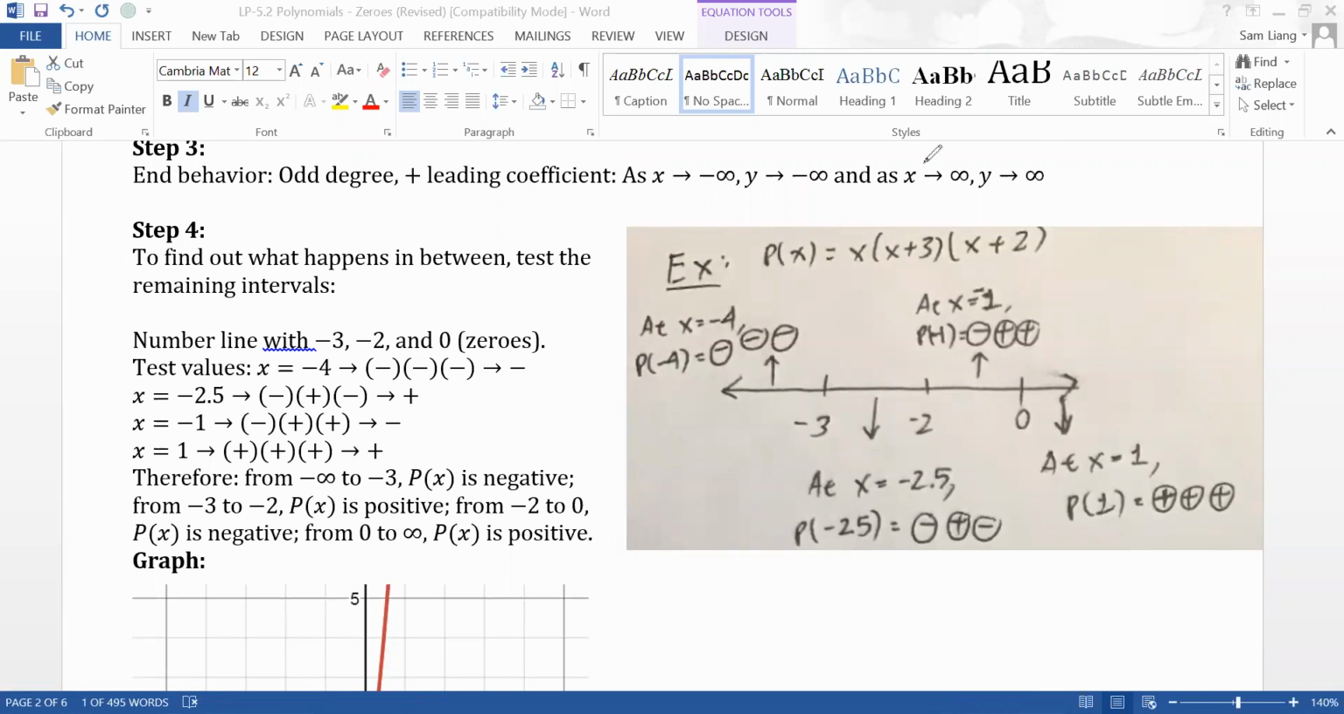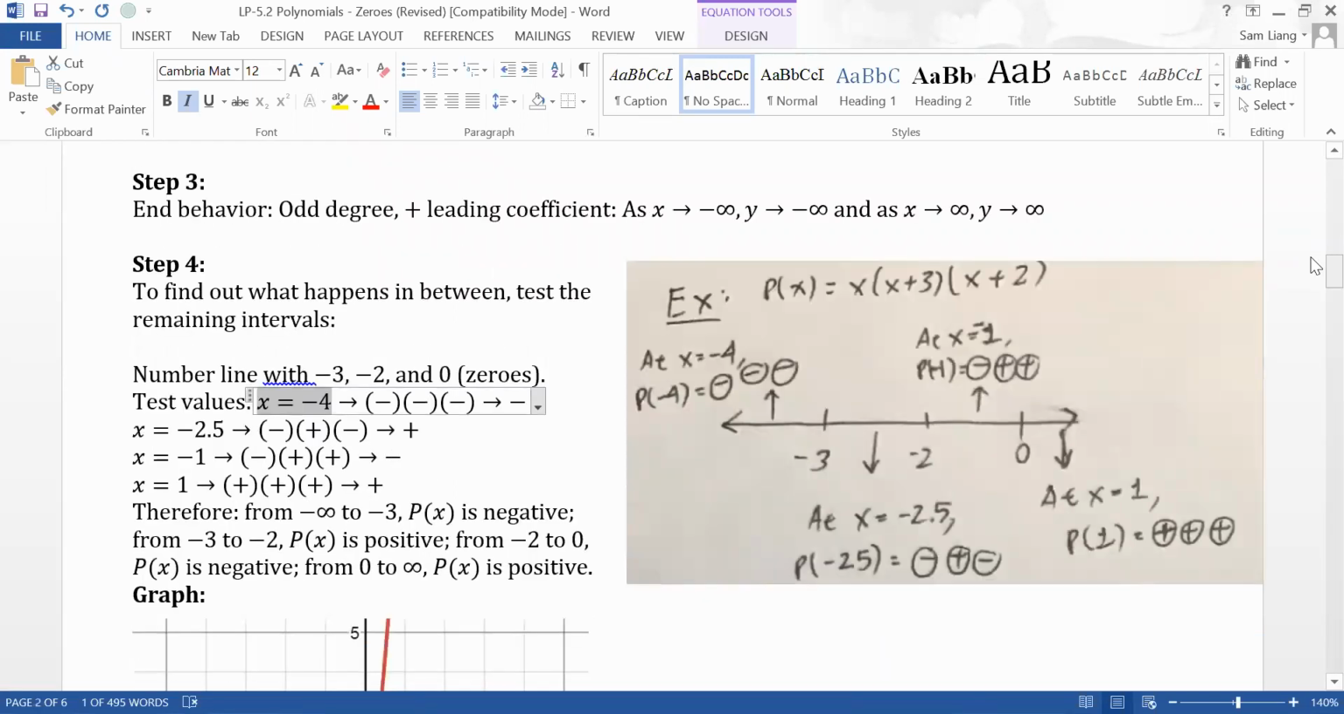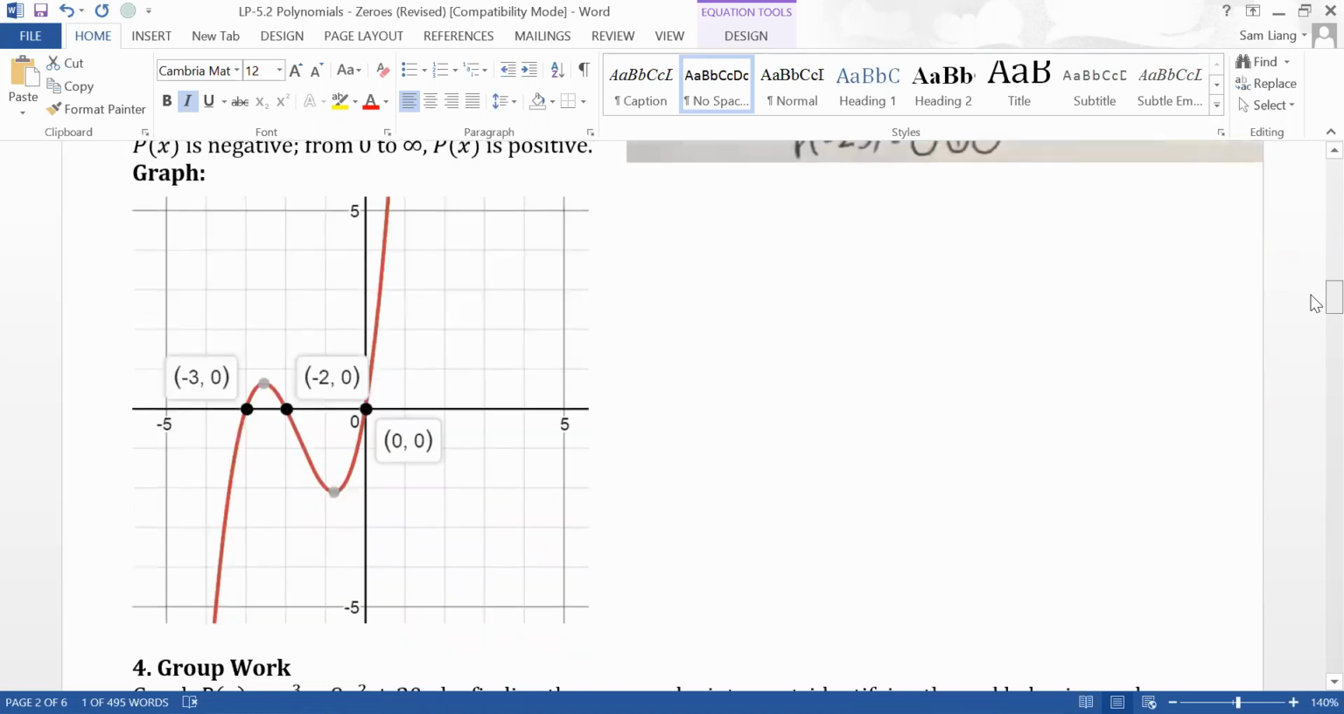Okay, so bring this all together, right? So in summary, we have found multiple things about this graph. So first, we found the x-intercepts, -3, -2, 0. Second, we found the y-intercept. We also know the end behavior, and we also analyzed what happens in between the x-intercepts or the zeros, right? So first thing I would do, so here's a graph from Desmos. So again, the zeros are -3, -2, 0, so I will plot those first. Next, you also know the y-intercept is 0, so you actually plotted that with the x-intercept.